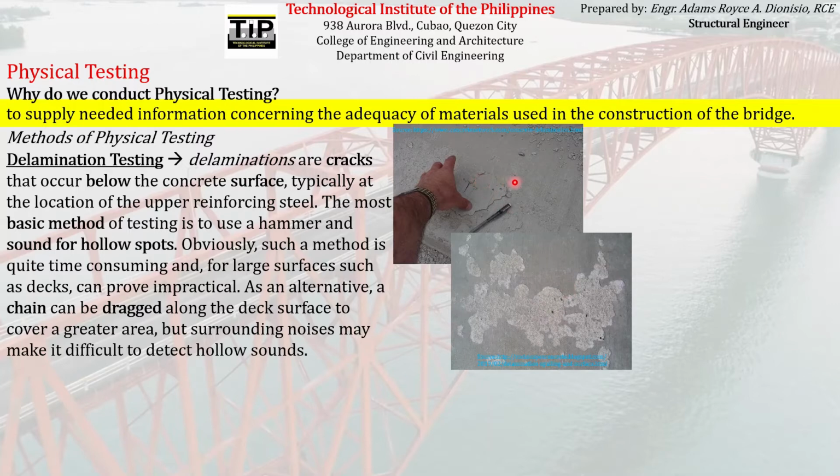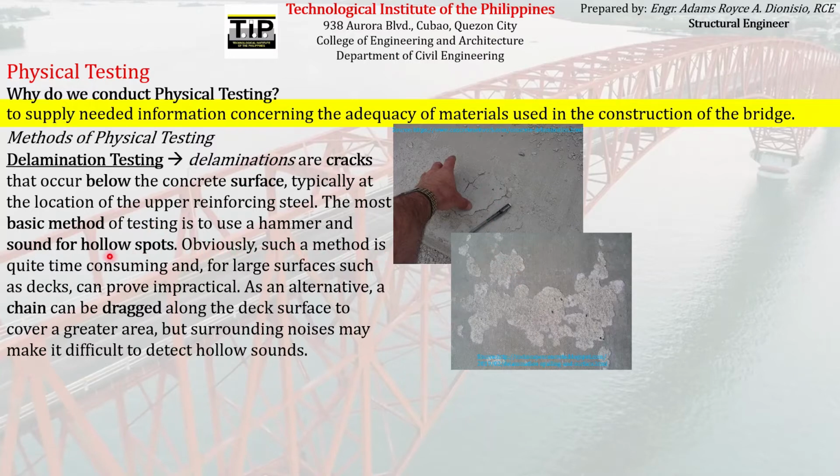So we usually tap the upper surface. We tap the surface of the concrete using a hammer, and then try to hear for hollow spot sounds. Whenever we detect hollow spot sounds, it can manifest that there are already delaminations beneath the concrete surface. Therefore, that particular location needs to be rehabilitated already.